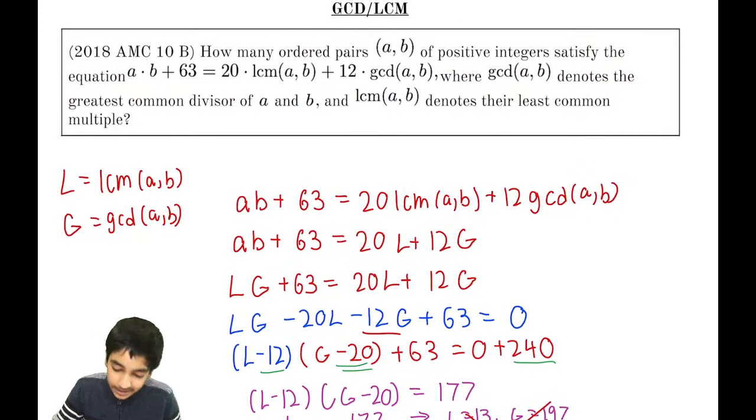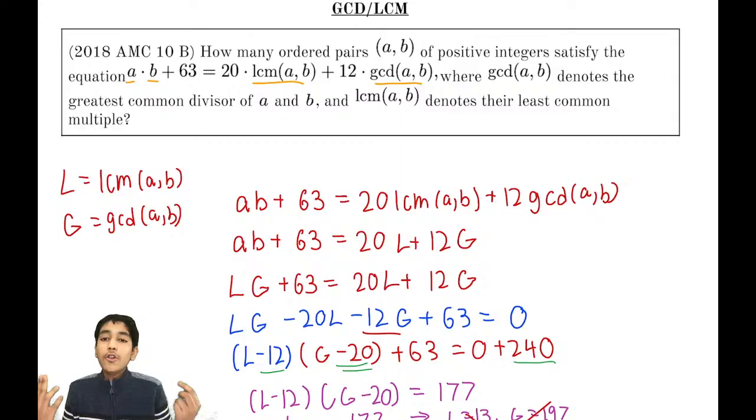And this problem is very unique in the fact that we have LCM of A and B, GCD of A and B, and AB. So we can somehow manipulate the equation to get it all in terms of just two variables. And from here, we can just use Simon's favorite factoring trick. So this is a very cool idea in this problem.